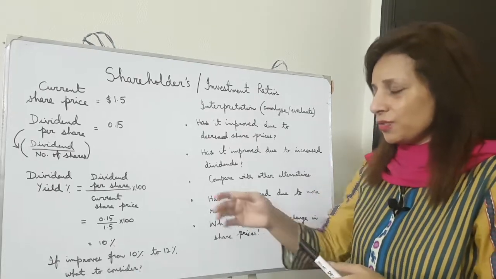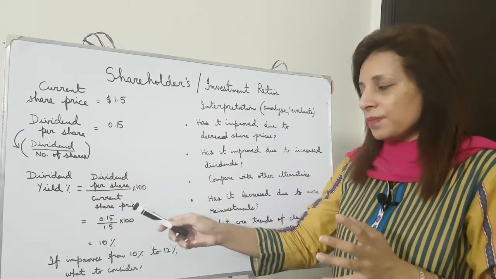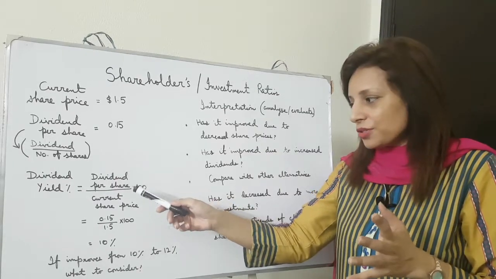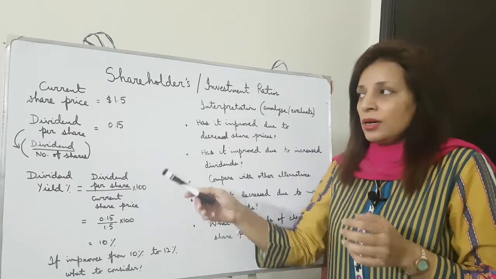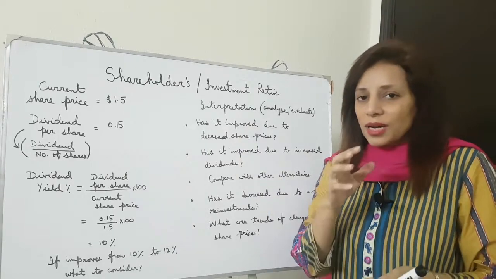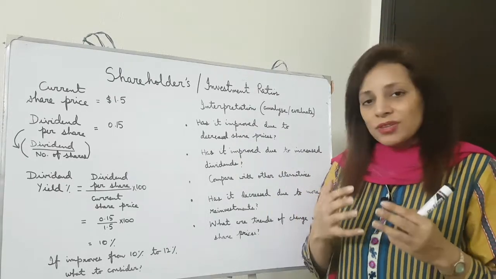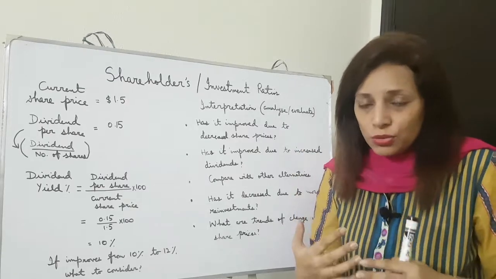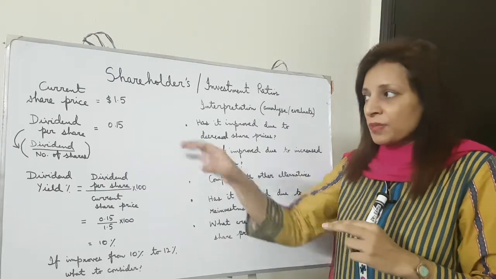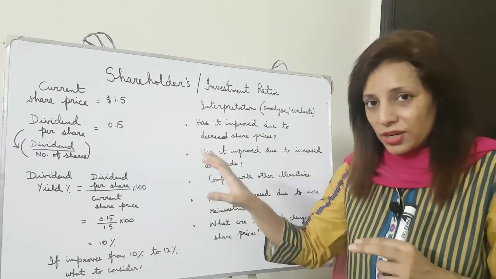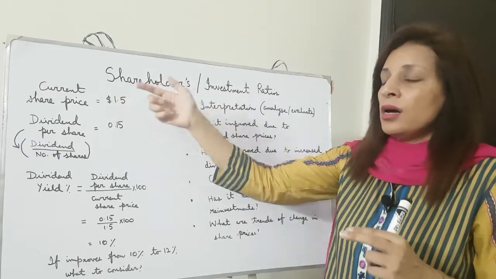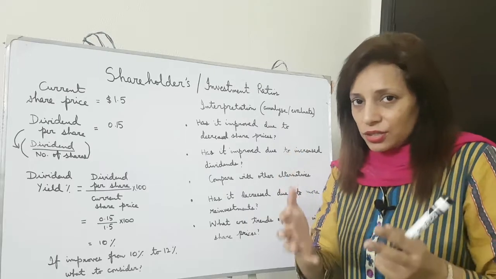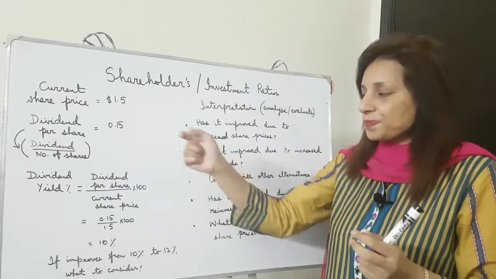So I'll start with the first formula, that is dividend yield. The formula is dividend per share divided by current share price. Why current share price? Because the prices of the share fluctuate with the passage of time. So you might gain by increasing prices, or you might lose because of a fall in prices. That's why when we calculate this ratio, we have to make sure that we are considering the current share price which is prevailing in the market.